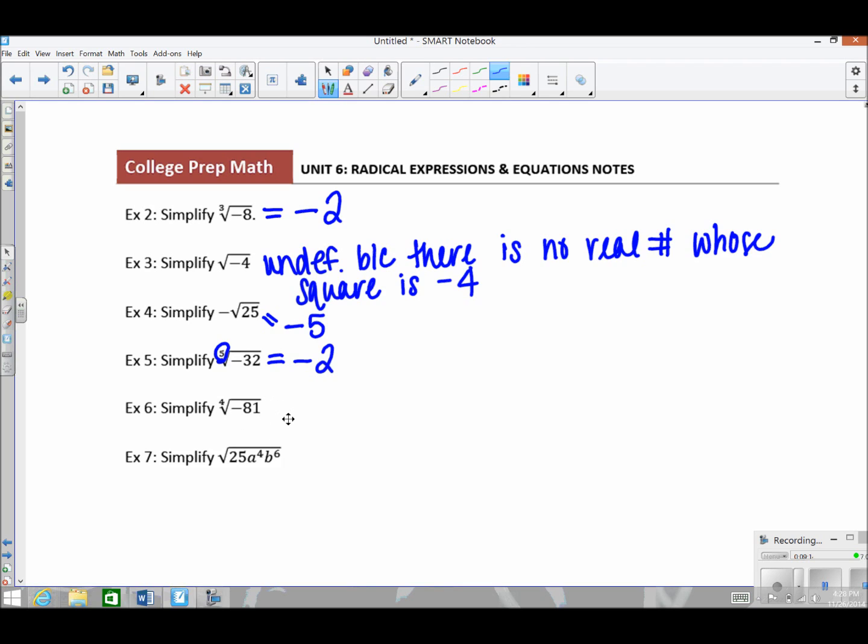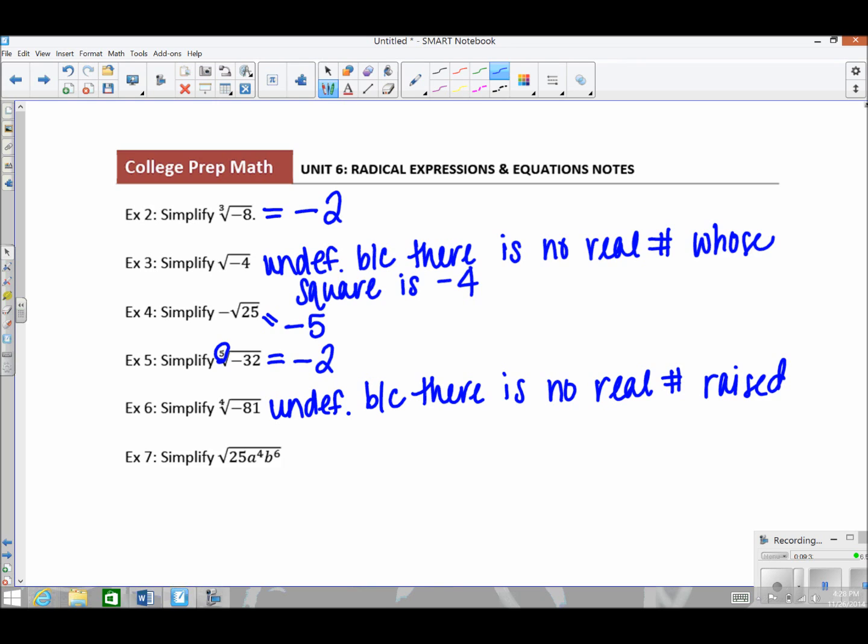The 4th root of -81 does not exist, or it's undefined for the real numbers, because there is no real number raised to the 4th power to get -81.